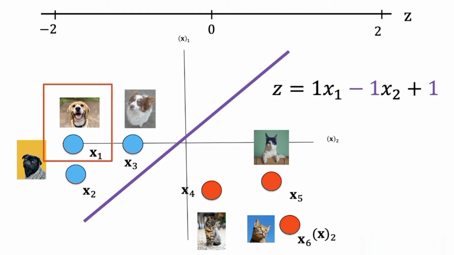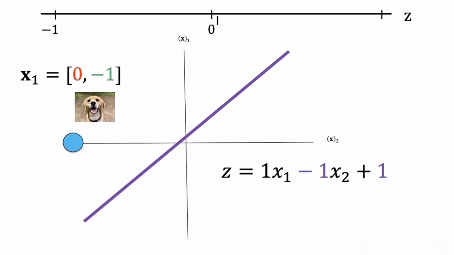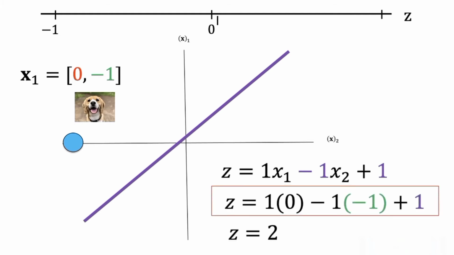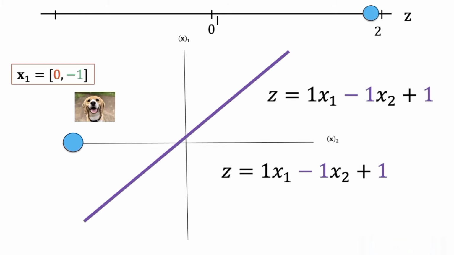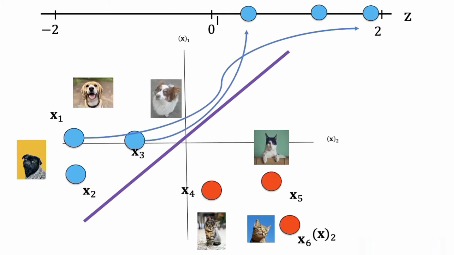Let's look at the following sample. Consider the following values for x1. We can plug those values into an equation and get a value of z equals 2. We see z is positive. Similarly, for x2 and x3, every point on the left side of the line will give you a positive value.